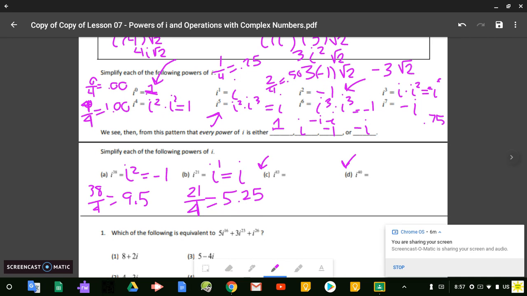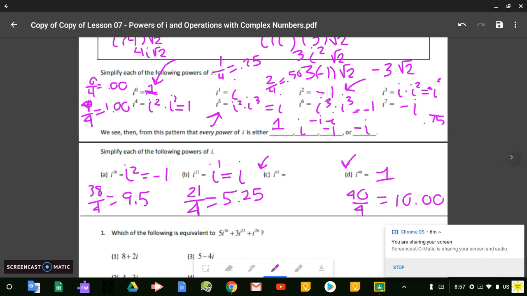When you did your 40 divided by 4, you're going to get 10.0. So there was nothing left over. You know that's going to line up with i to the 0, so it's 1.